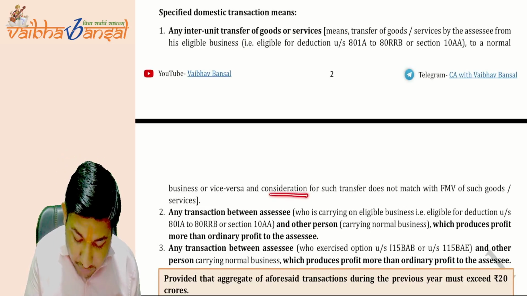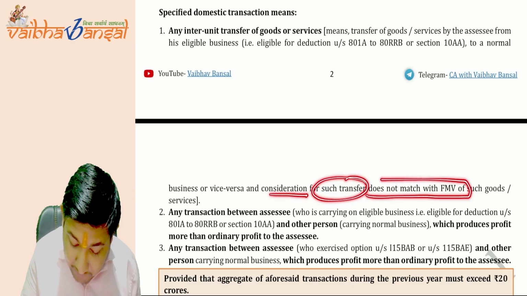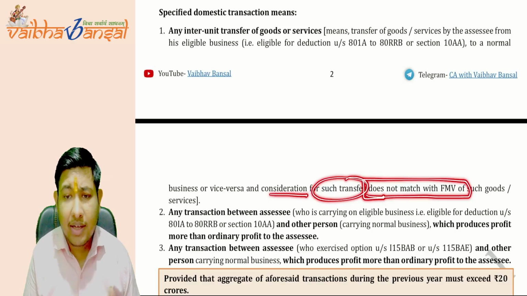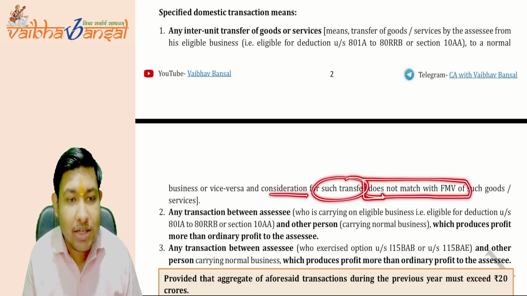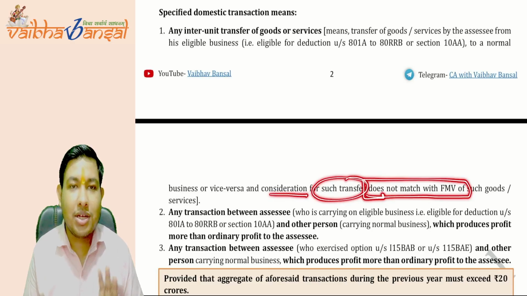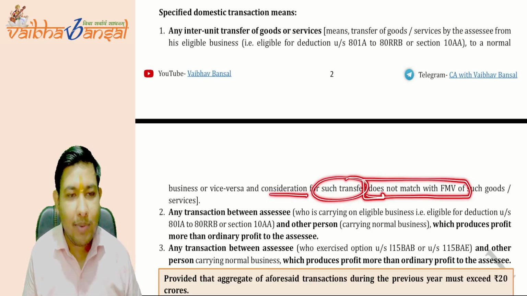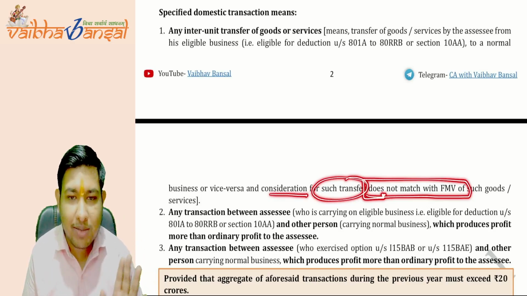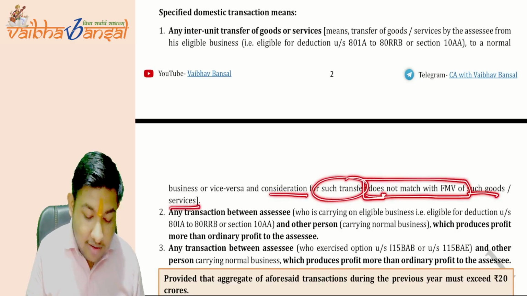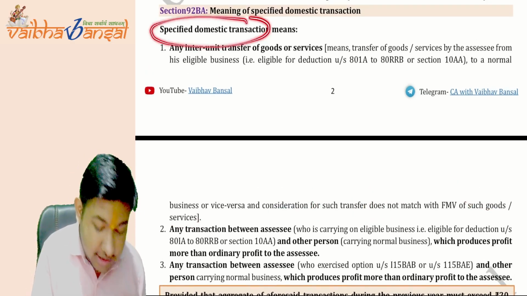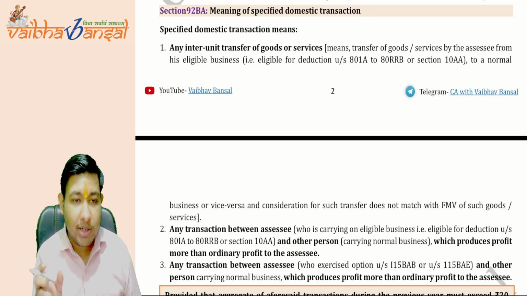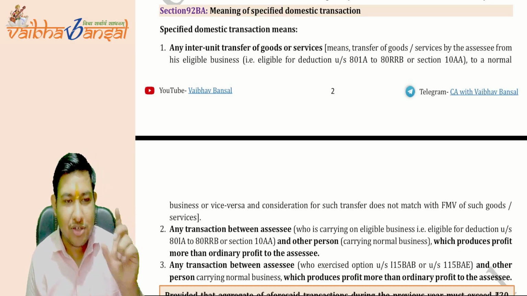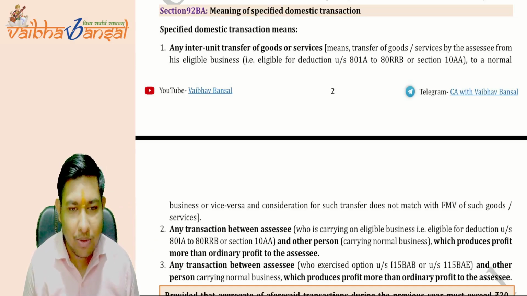and the consideration for such transfer does not match the fair market value, if you are transferring inter-unit, and the price of such transaction is not matching the fair market value, like the arm's length price, then such goods or services will be considered a specified domestic transaction. For that particular transaction, it will be considered a specified domestic transaction, and all the provisions of transfer pricing will be applicable to those transactions.